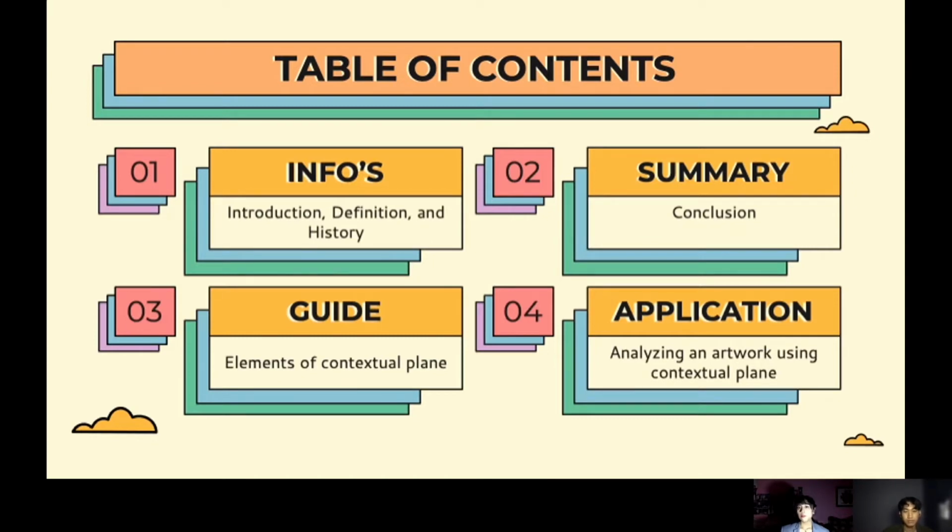Number 1, we have the infos, which include the introduction, definition, and history. Number 2, we have the summary, which involves the conclusion. Number 3, we have the guide, which involves the elements of contextual plane. And number 4, we have the application, analyzing an artwork using contextual plane.